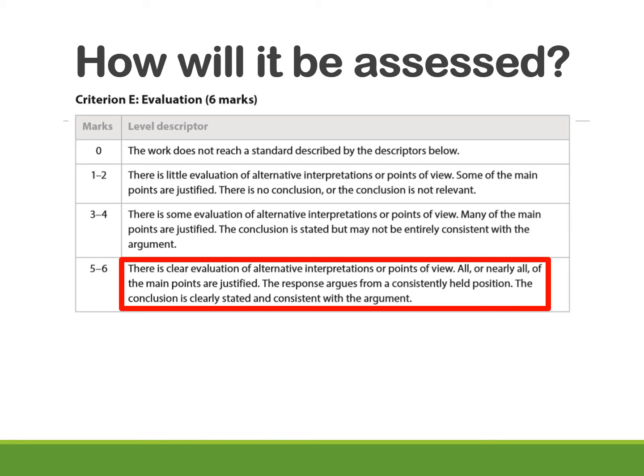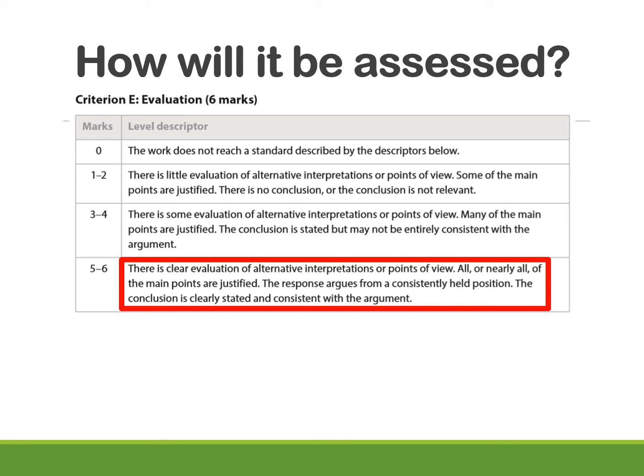And it's similar to analysis. However, you're casting your judgments. You're saying, well, I think this. In the end, I've looked at all these things, I've analysed it, and this is what I'm saying. It's having that ability to put yourself out there and say, well, actually, this is what I think. And like it says, all or nearly all the main points are justified. So making sure that the points you make are reasonable, sensible points to make.